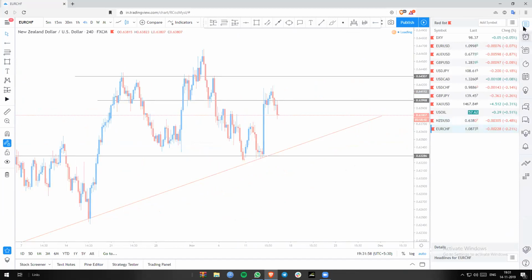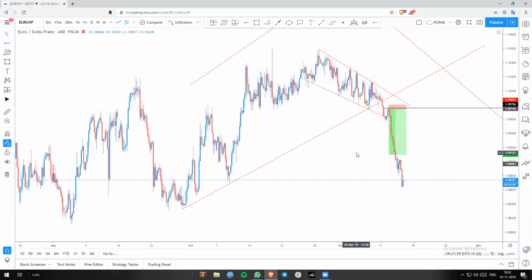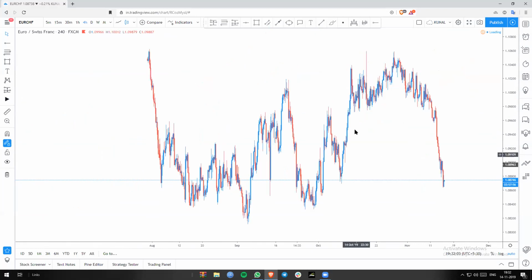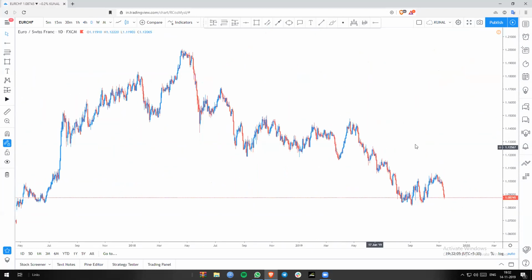Coming to Euro CHF, I don't basically trade Euro CHF, but this was a nice trade over there. Anyway, I don't see anything happening over here.